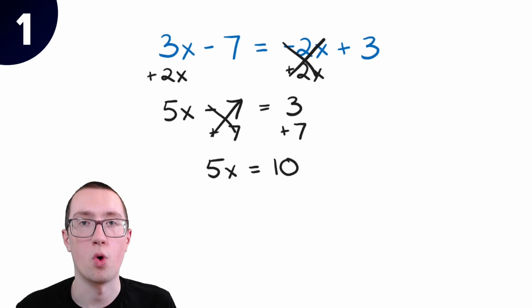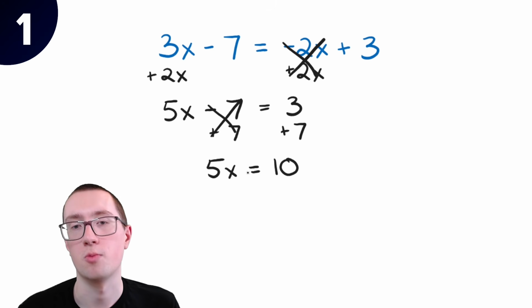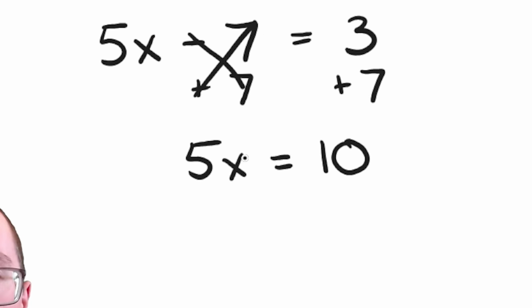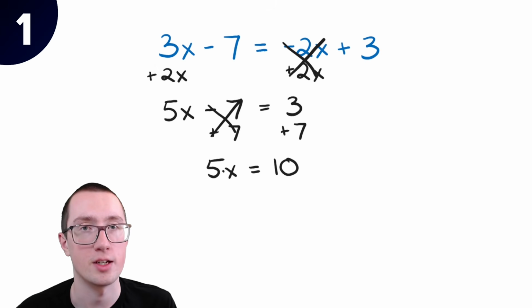And now we just have a one-step algebra problem. Now, this is really important. Whenever you see a number next to a letter in algebra, that means multiplication. Even though there's no sign in between, it's implied that it's multiplication.